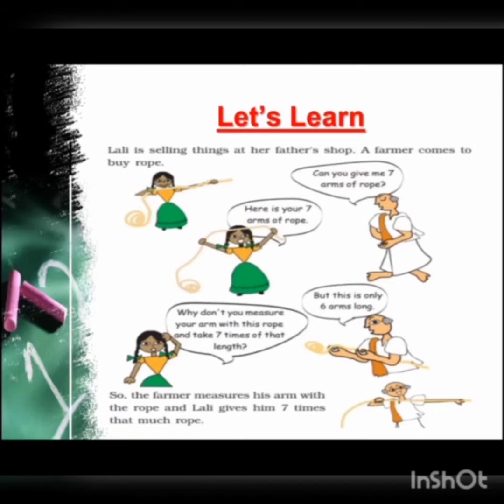Now Lali got confused and she asked him, "Why don't you measure your arm with this rope and take 7 times of that length?" So the farmer measures his arm with the rope and Lali gives him 7 times that much rope. Do you know, students, why this happened? Let's learn in detail.